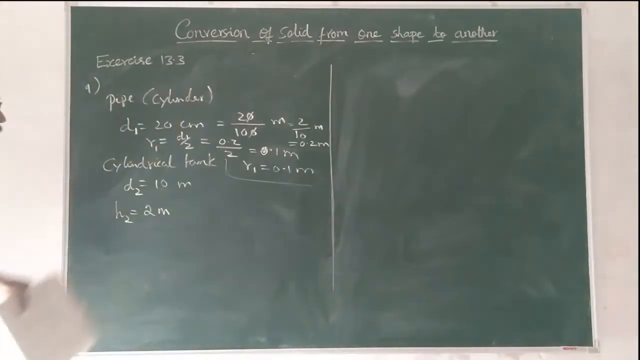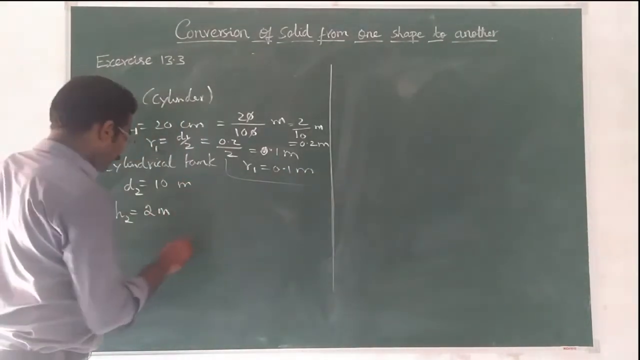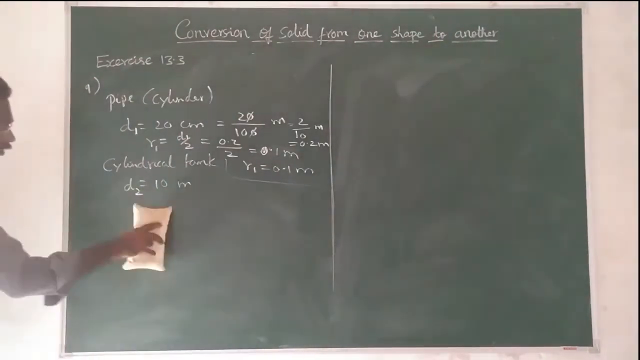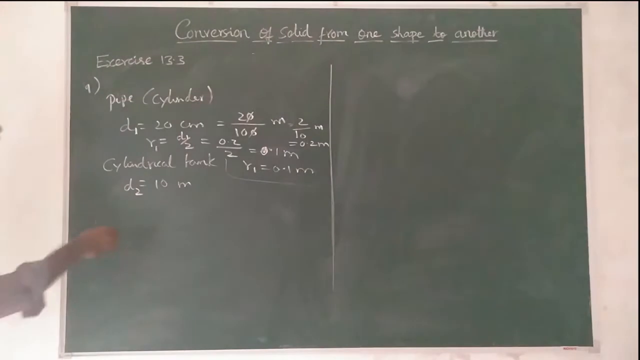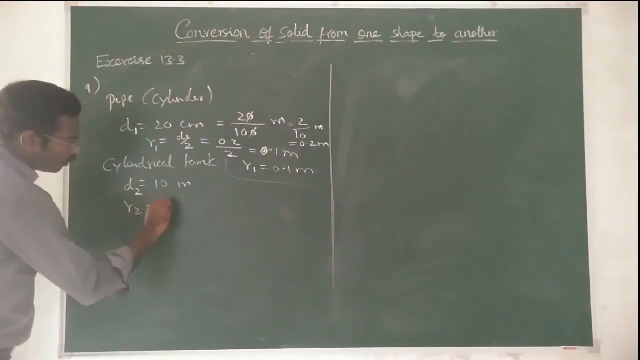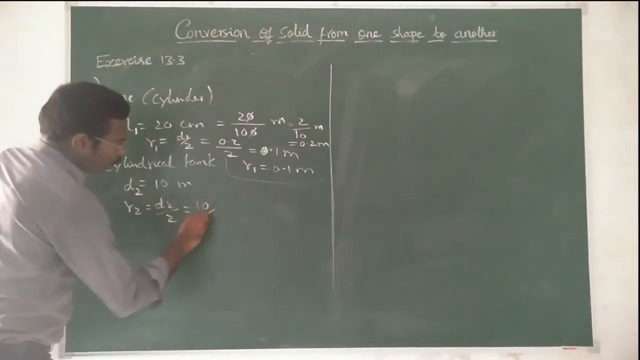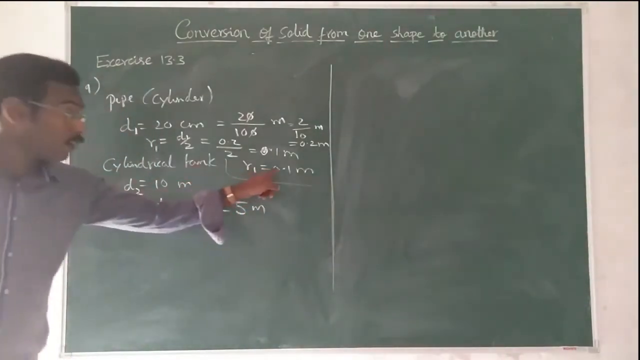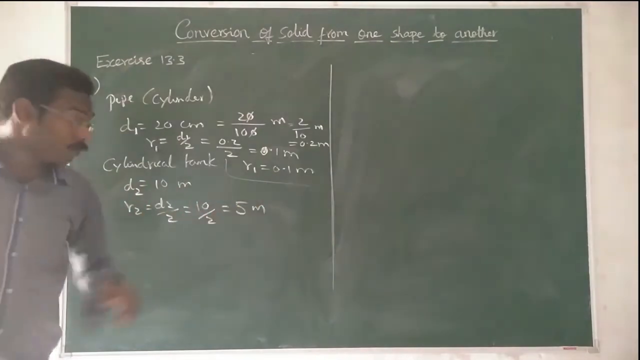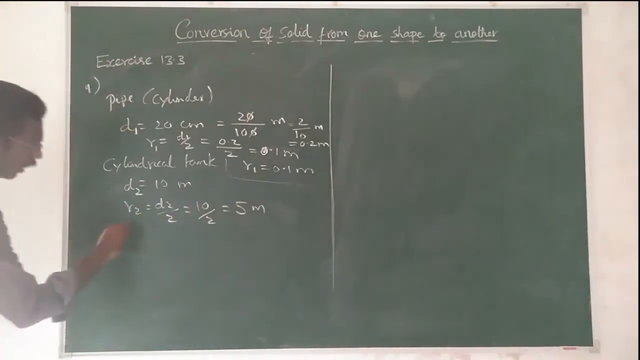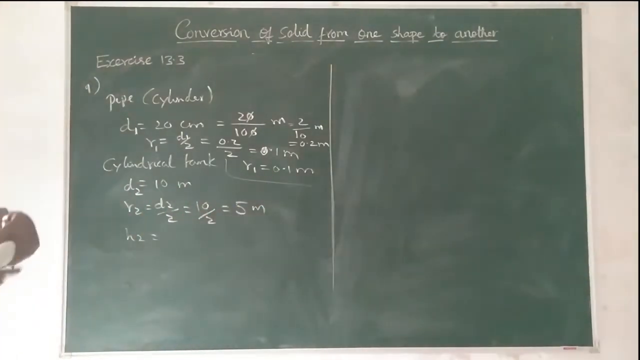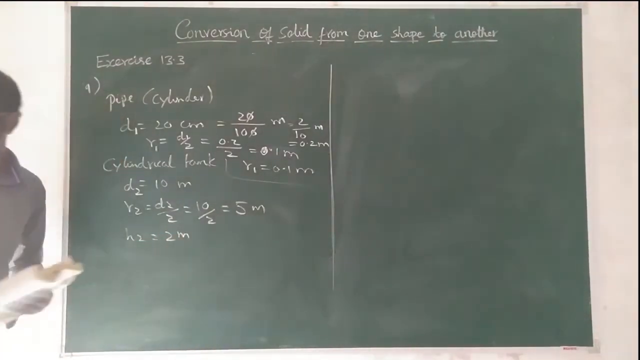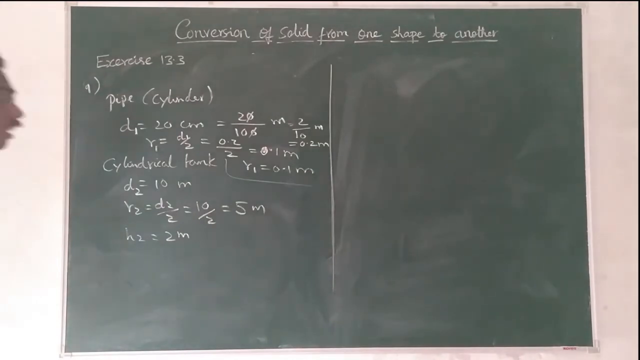Then what about R2? So here you see D2 is 10 meter. So let me write here D2. Therefore R2 is equal to D2 divided by 2, that is 10 by 2, that is equal to 5 meter. Okay, so R1 is 0.1 meter, R2 is 5 meter. Then height already given, the deep is already given as 2 meter. Understood or not? Okay. So this is the question.